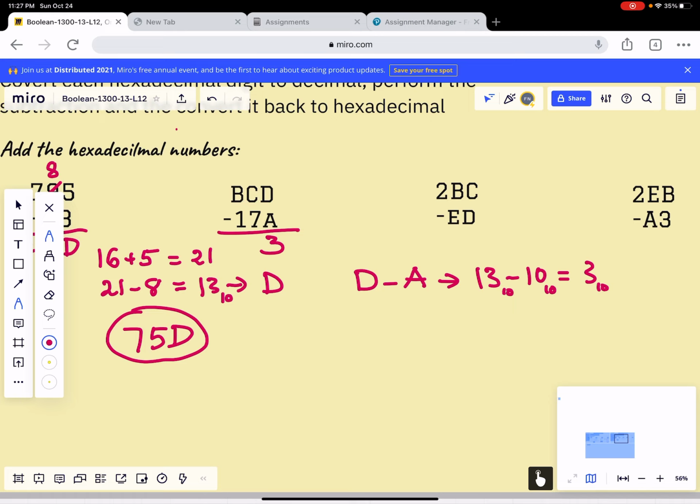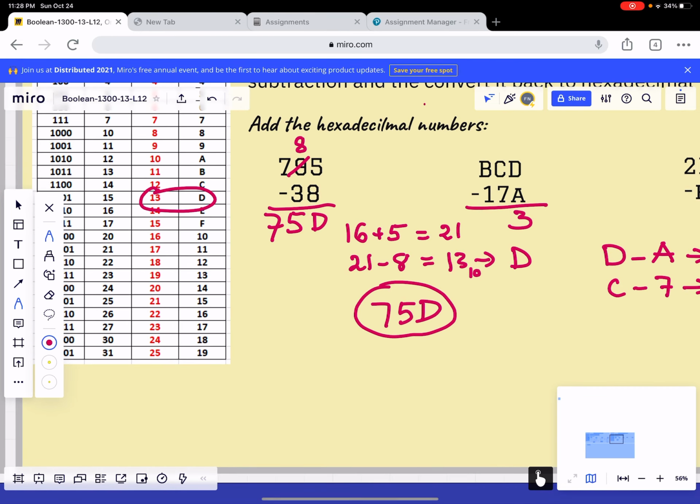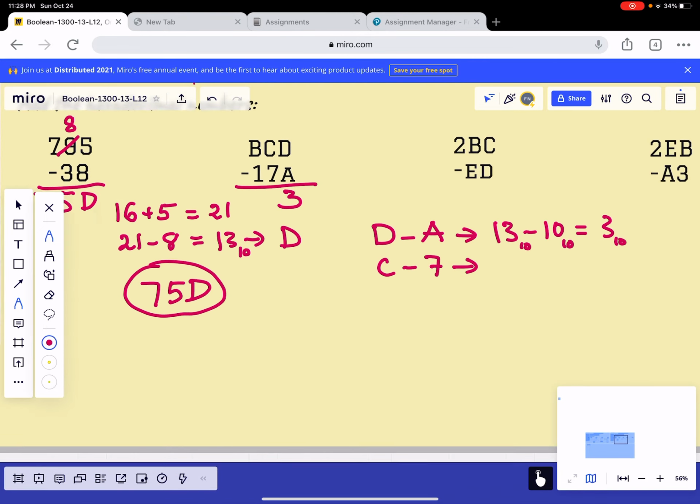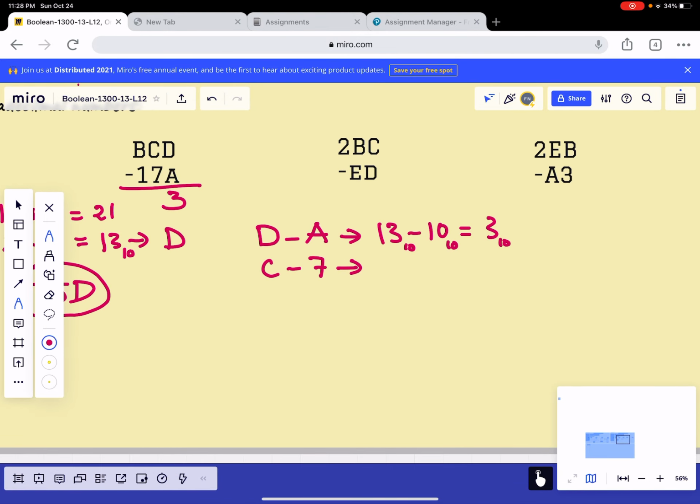And the next one is C minus 7. So C minus 7, and convert from hexa to decimal. Letter C, C is 12. You can see right there. So write out 12 minus 7 equal 5. So write out 5.